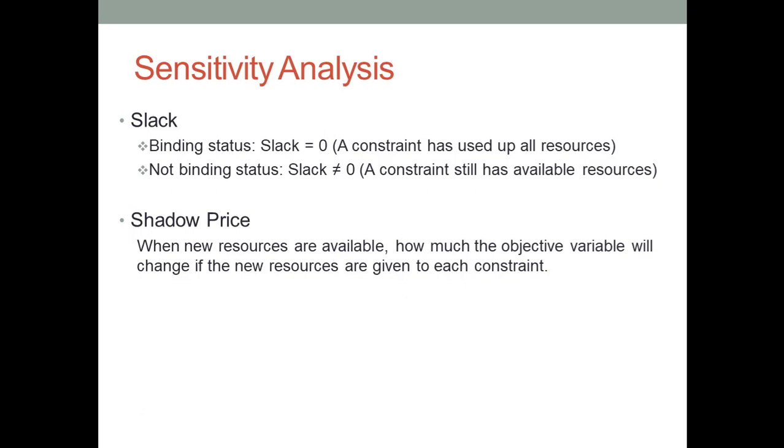In a sensitivity analysis report, we look at two important factors, slack values and shadow prices. A slack value indicates if a constraint has used up all the resources it has. If it has, the slack value of that constraint equals zero. If it hasn't, the slack value of that constraint will be a number greater than zero.